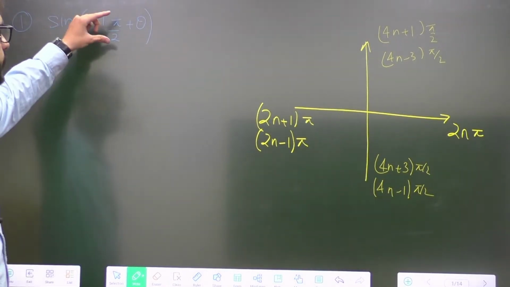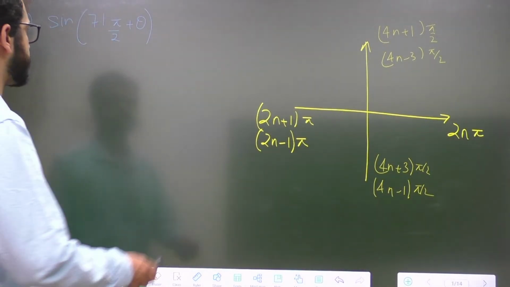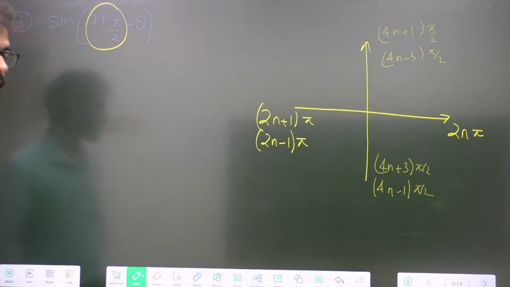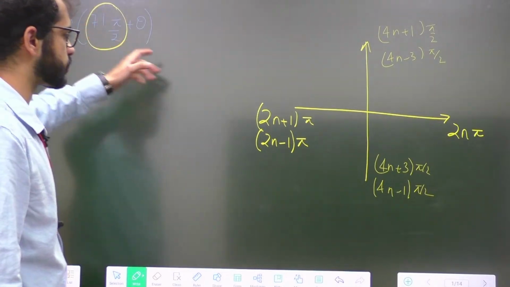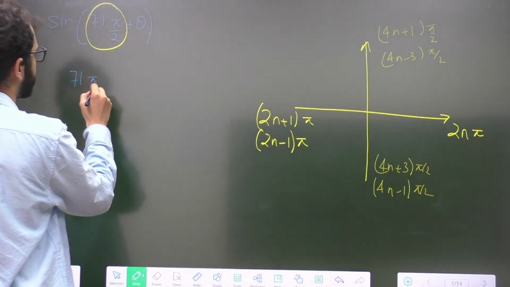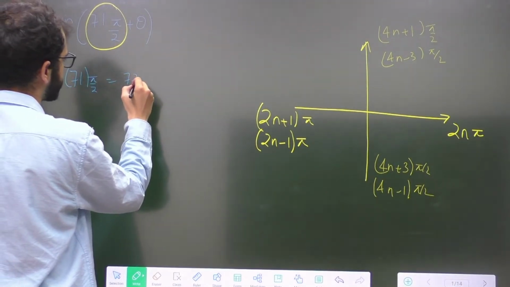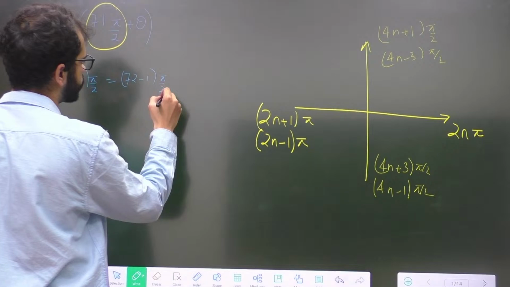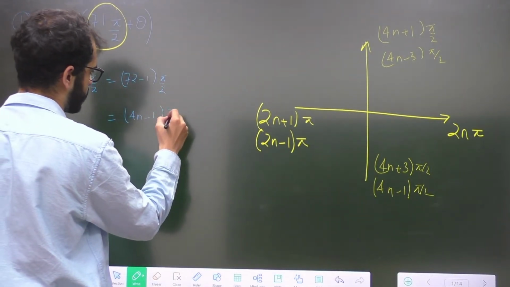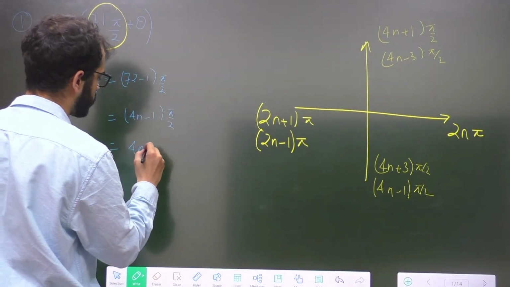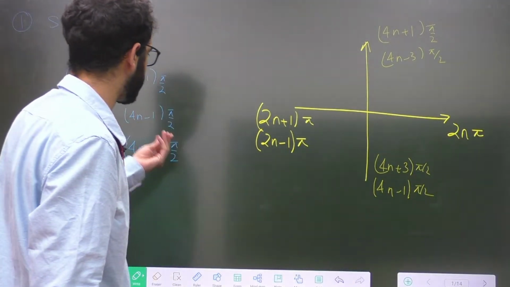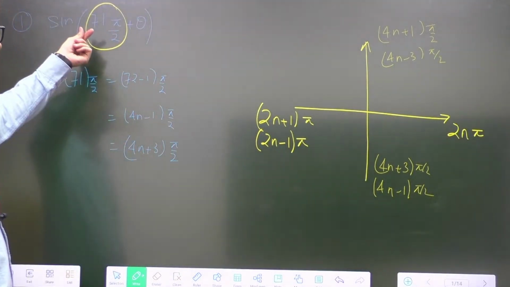Sine of 71 pi by 2 plus theta. First let's analyze this part, which is 71 pi by 2. If it is a multiple of pi by 2, that means this angle is going to lie on the vertical axis. I can even call it 72 minus 1 pi by 2. 72 is a multiple of 4, so I can write it as 4n minus 1 pi by 2, which is the same as 4n plus 3 pi by 2. So 4n plus 3 pi by 2 or 4n minus 1 pi by 2 means 71 pi by 2.